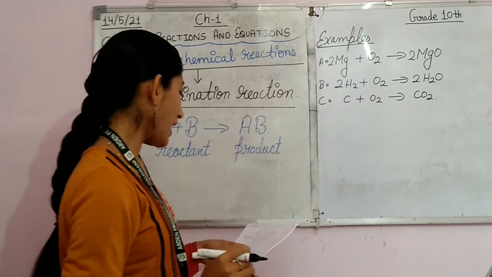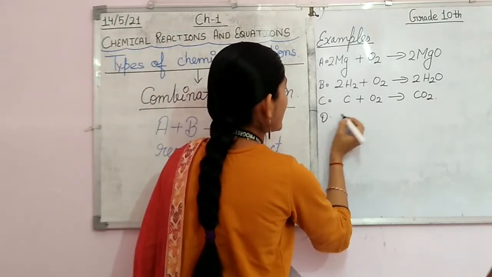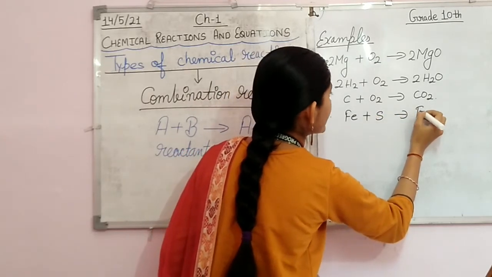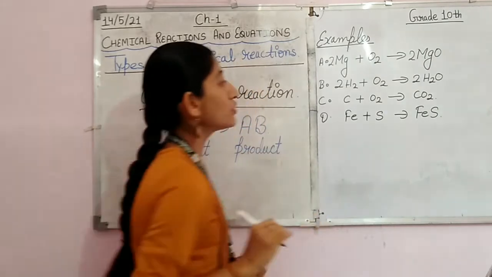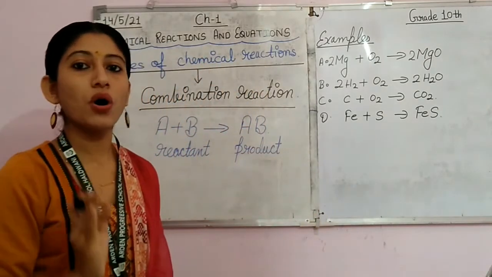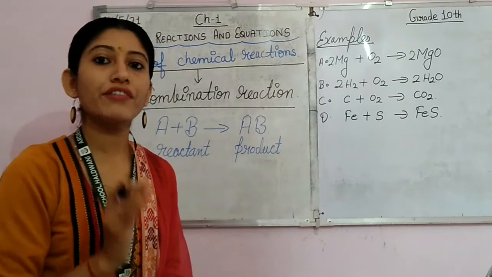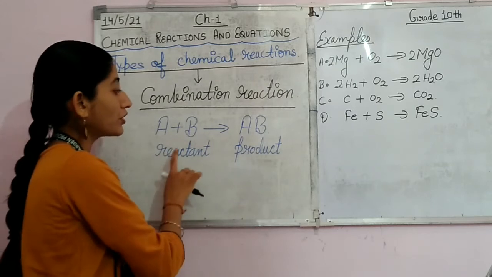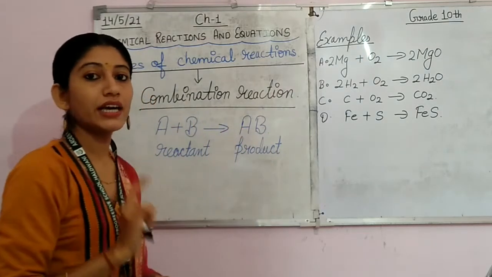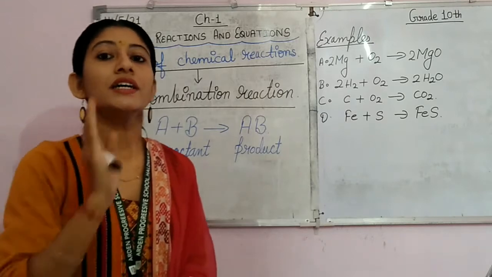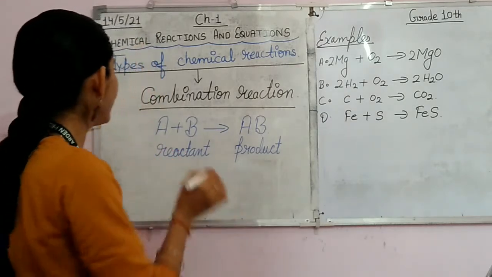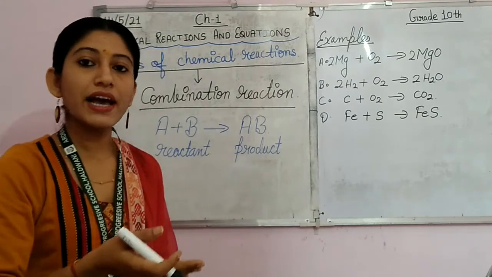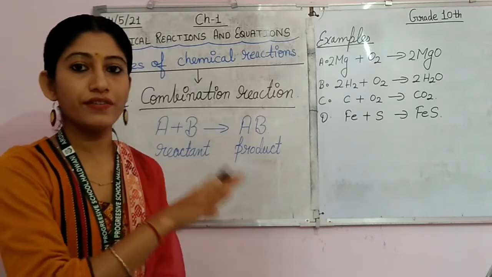Some more examples we have. Suppose we take Fe plus S, which changes into ferrous sulfide, FeS. These are examples of combination reaction, where we come to know that when we combine two or more reactants, we get one single product, and this is the combination reaction. So the first type of reaction, the combination reaction, we have done. Previously I explained it, and right now I have just given you a revision of this.